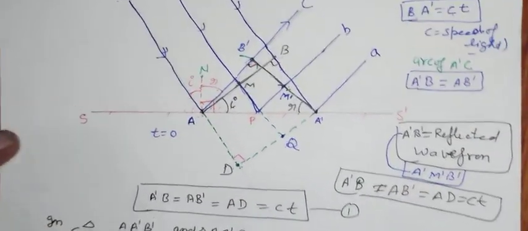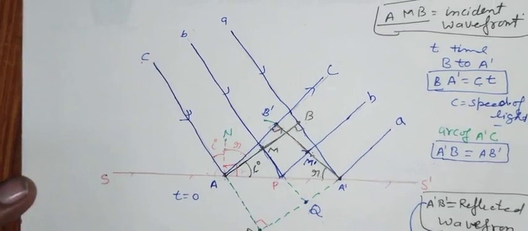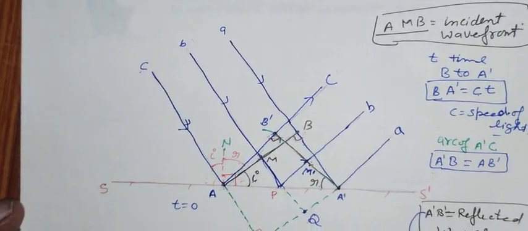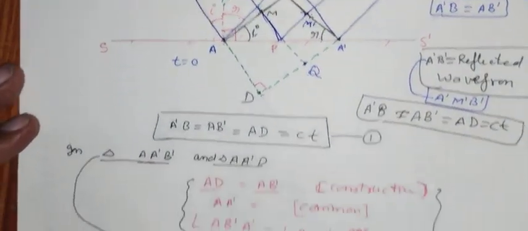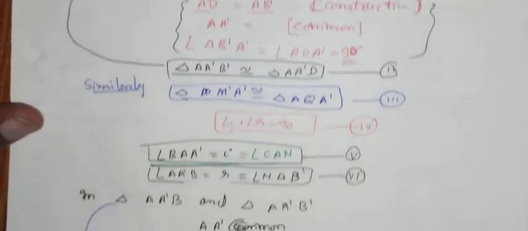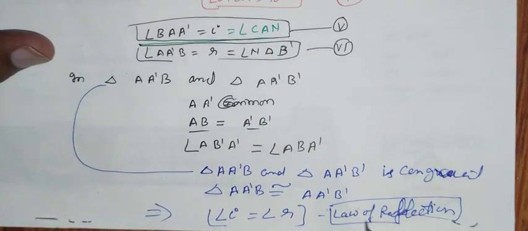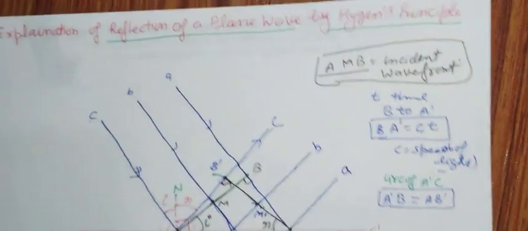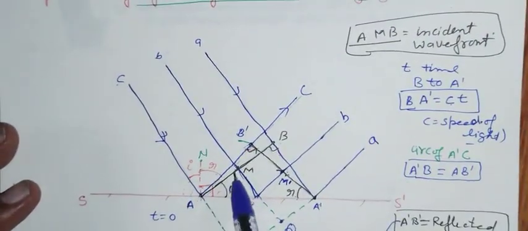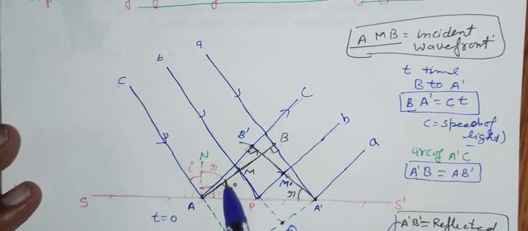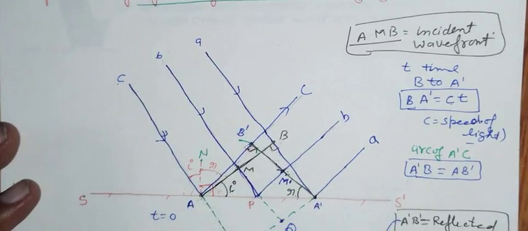Students, the concept is very simple, but if there is a problem for anyone, see the video slowly, focus on the diagram and on what things are going to be proved. By knowing this, we can clearly understand the law of reflection by Huygens' principle. What is in Huygens' principle? See the black lines: it is the incident wavefront and the reflected wavefront.